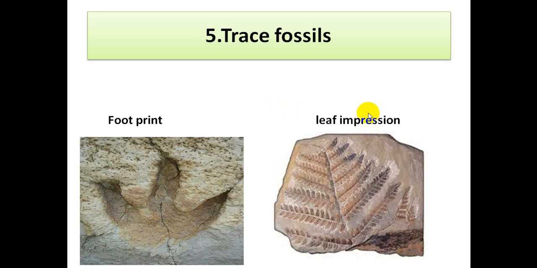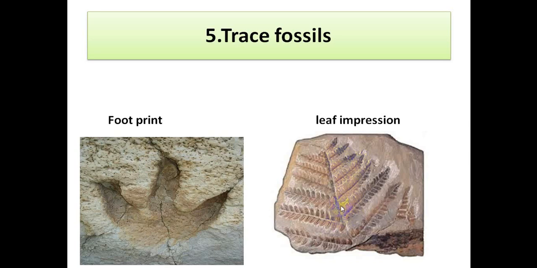The leaf impression is the same way. Leaves fall down on wet mud. By pressure, they leave a space or impression on the surface of the mud. When the mud hardens and dries, it keeps the shape of the leaf on it. This is called trace fossils.